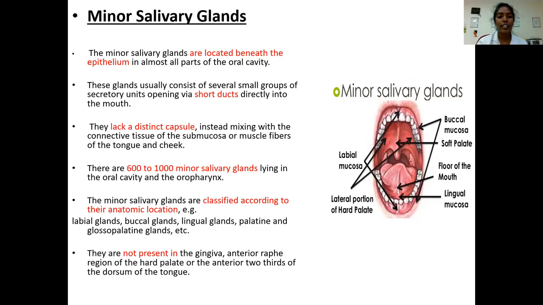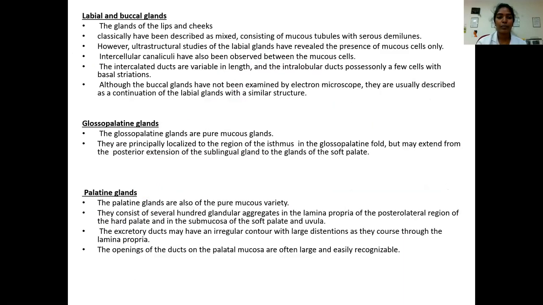The minor salivary glands are classified according to their anatomic location, that is, labial glands, buccal glands, lingual glands, palatine glands, glossopalatine glands, etc. They are not present in the gingiva and anterior raphe region of the hard palate or the anterior two-thirds of the dorsum of the tongue.